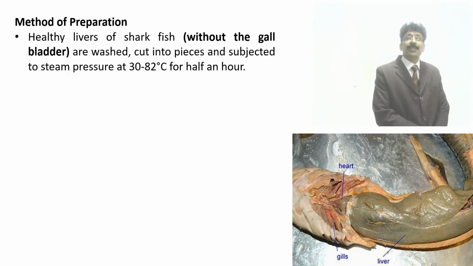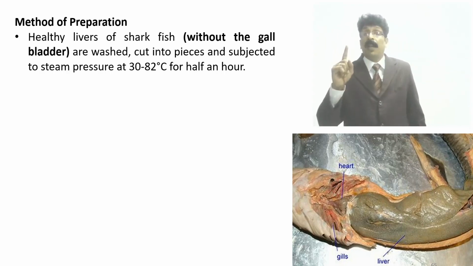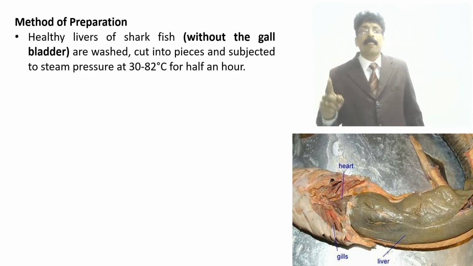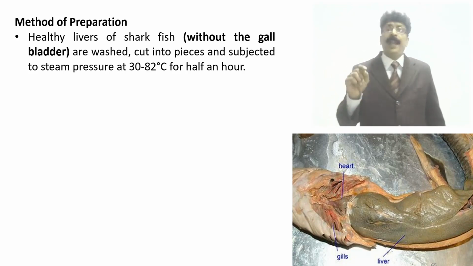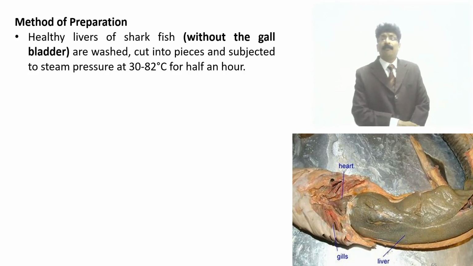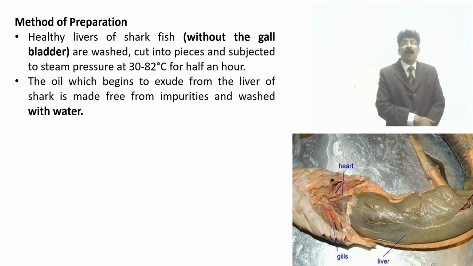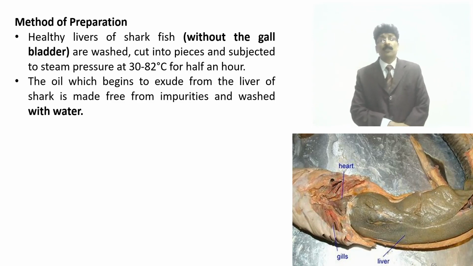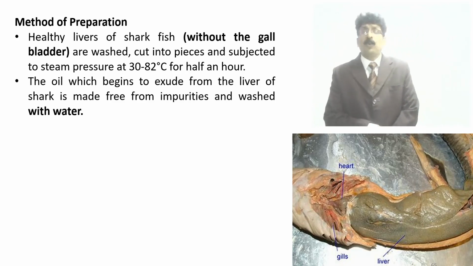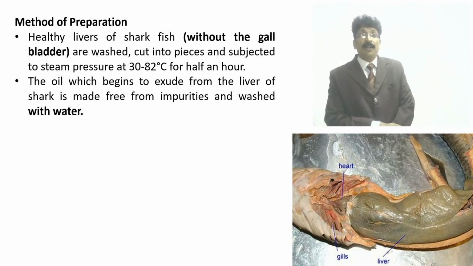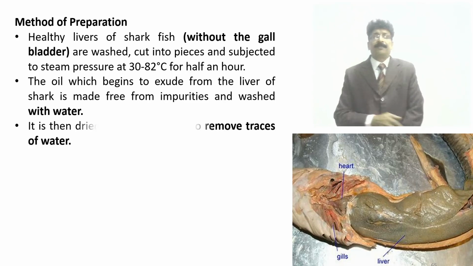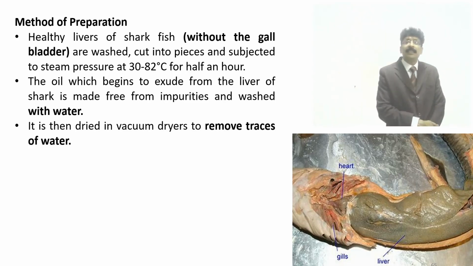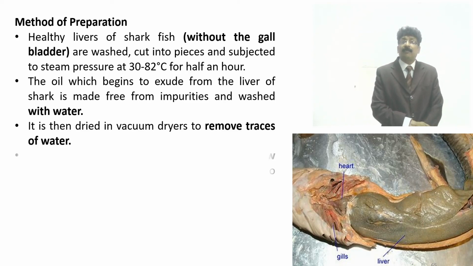Method of preparation: healthy liver of the shark without the gallbladder. We are telling you, don't add the gallbladder. It is washed, cut into small pieces and subjected to steam at 30 to 82 degrees centigrade for half an hour. The oil which begins to exude from the liver of the shark is made free from impurities and washed with water. It is then dried in a vacuum dryer to remove traces of water.